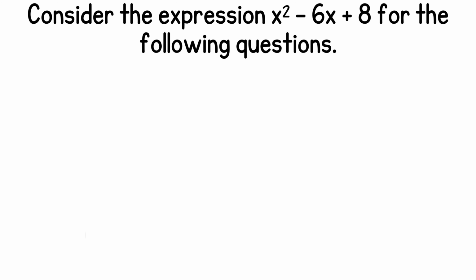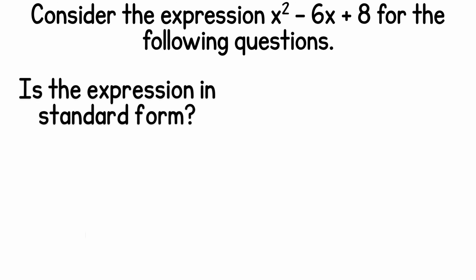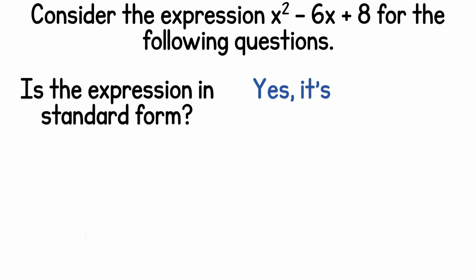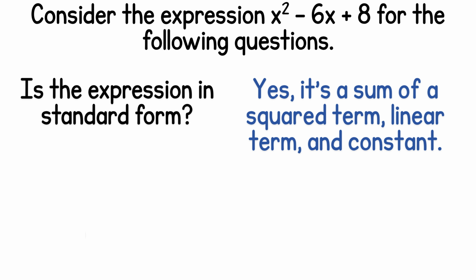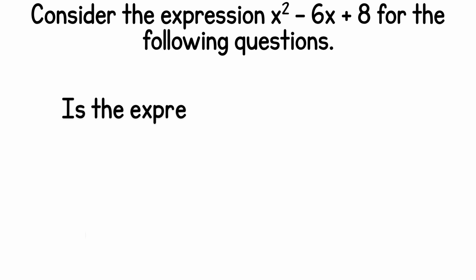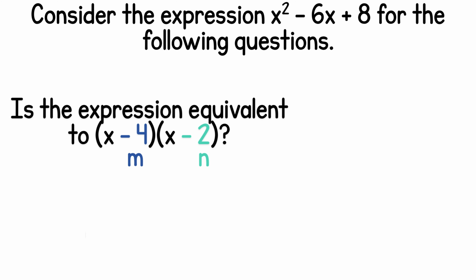In this example, we're going to consider the expression x squared minus 6x plus 8 for the following questions. Our first question is, is the expression in standard form? We can see that it's in standard form because it's a sum of a squared term, a linear term, and a constant. And then we're asked if the expression is equivalent to x minus 4 times x minus 2. So let's start by calling negative 4 m and negative 2 n. Then we can put it into standard form to see if it matches what we started with.